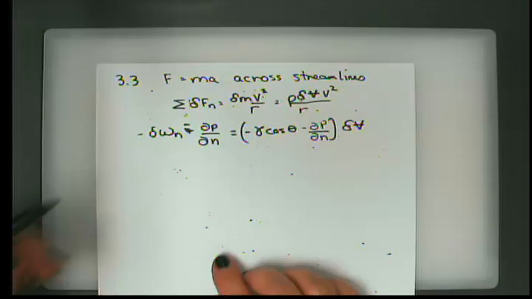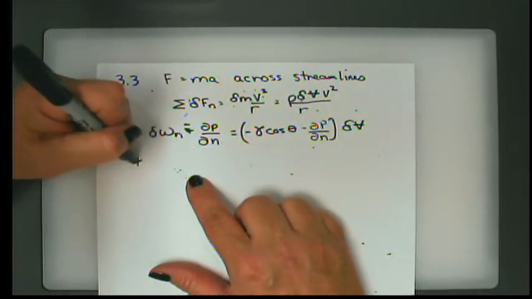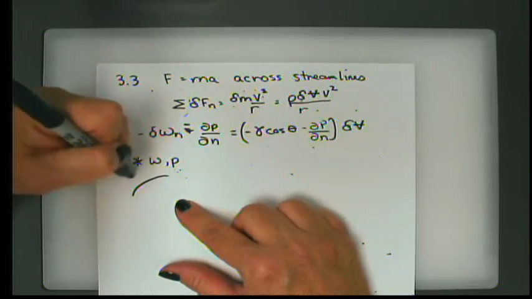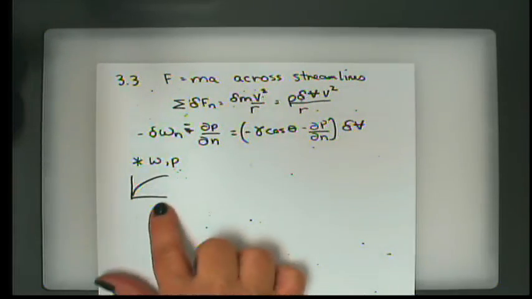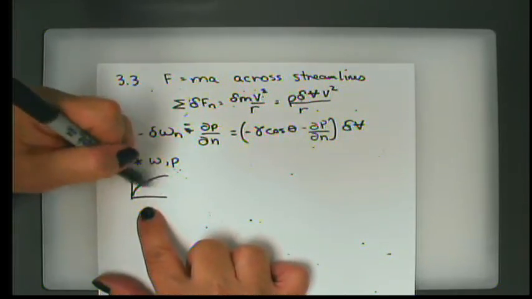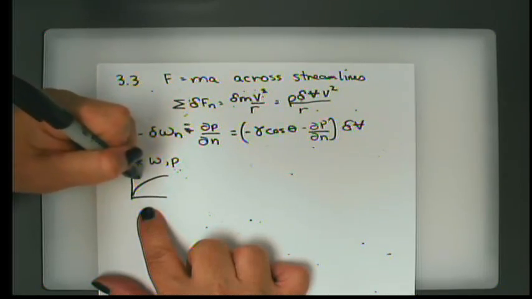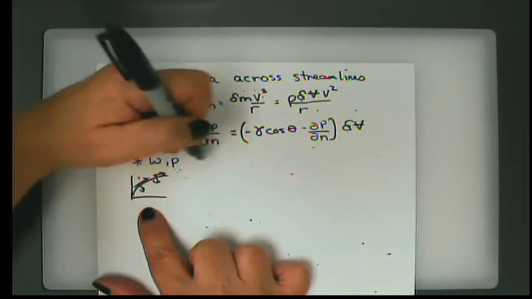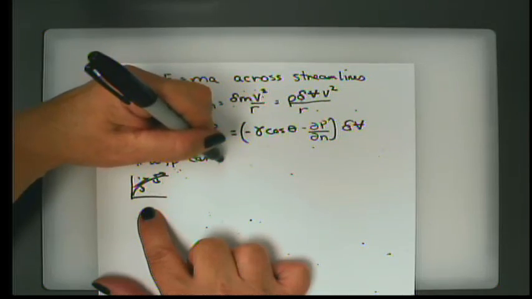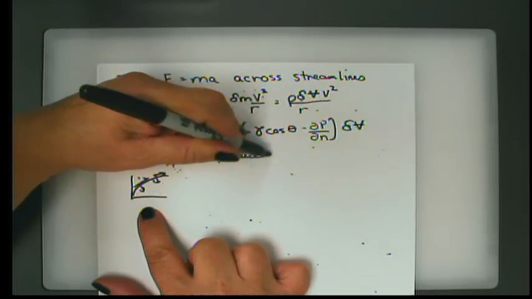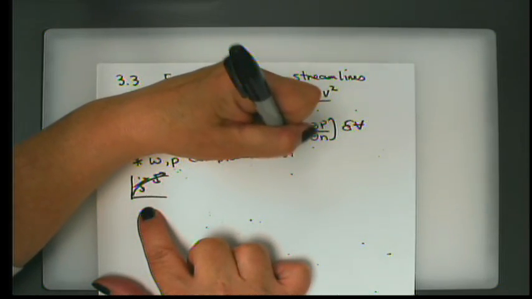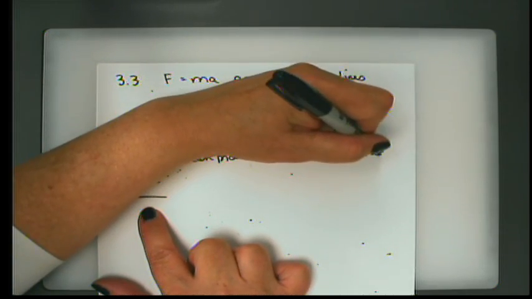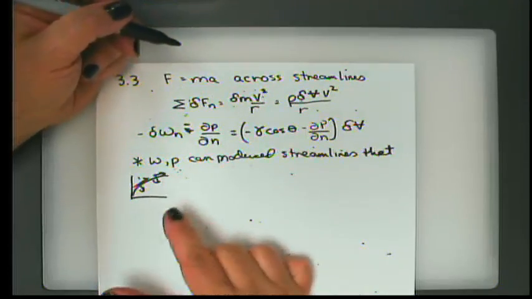All right, so one consequence of this is because we have weight and pressure, and from a cardinal coordinate system or Cartesian coordinate system, those directions are changing, right? Weight and pressure can produce curved streamlines. And that's why we have to take into account that radius of curvature and treat it like radial coordinates.